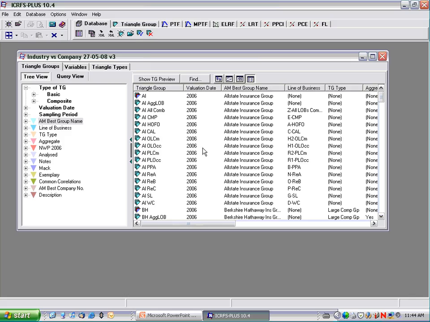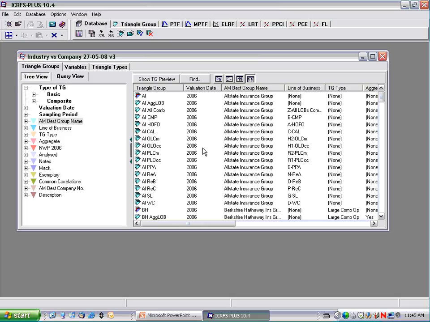In Chapter 4 of these demonstration videos, we're going to discuss and demonstrate on real data the capital management of long-tail lines of business. We've selected a number of companies from AM Best, Schedule P 2006, that includes Berkshire Hathaway, Hartford, Swiss Re, and a number of other companies.